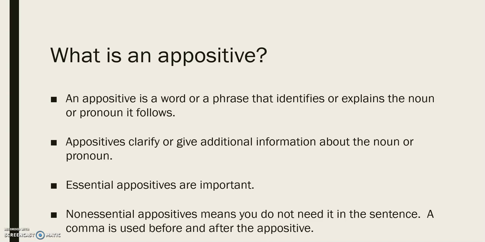Essential appositives are important. They must be in the sentence, and there are no commas to separate the appositives from their noun or pronoun. Non-essential appositives are not needed in the sentence. A comma is used before and after the appositives. If you take the non-essential appositive out of the sentence, you still understand what the sentence is saying. At this time, pause this video to write this information in your notes. When you are done, click play.